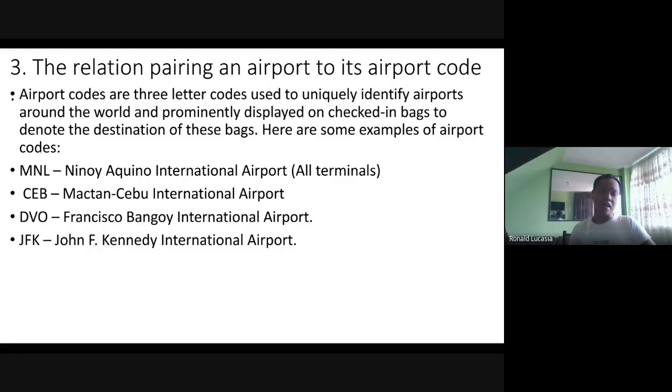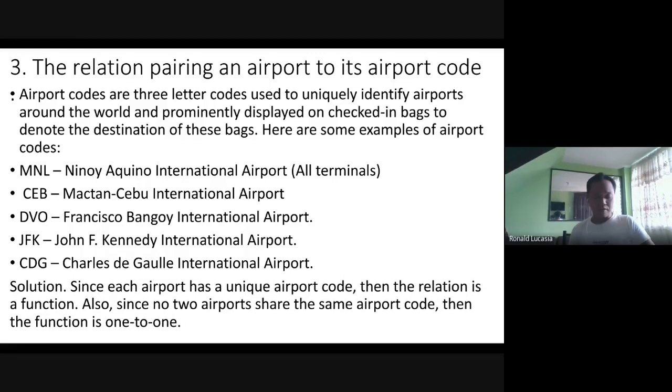JFK, or the John F. Kennedy International Airport, located in New York City. And we also have CDG, or the Charles de Gaulle International Airport, which is located in Paris, France. So since each airport has a unique airport code, the relation is a function. And since no two airports share the same airport code, the function is one-to-one.